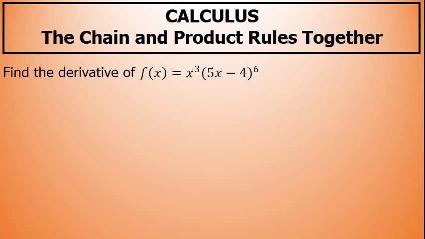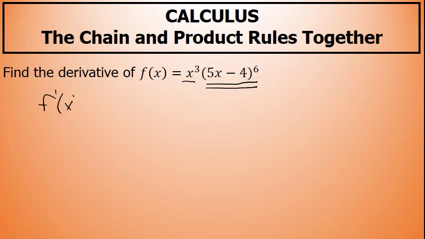To find the derivative of x to the third times the quantity of 5x minus 4 to the sixth power, we're going to have to use the product rule and the chain rule. This is a product because we have a factor of x to the third and a factor of (5x minus 4) to the sixth power. And the chain rule will have to be used when we differentiate the second factor, (5x minus 4) to the sixth power. Let's get started.